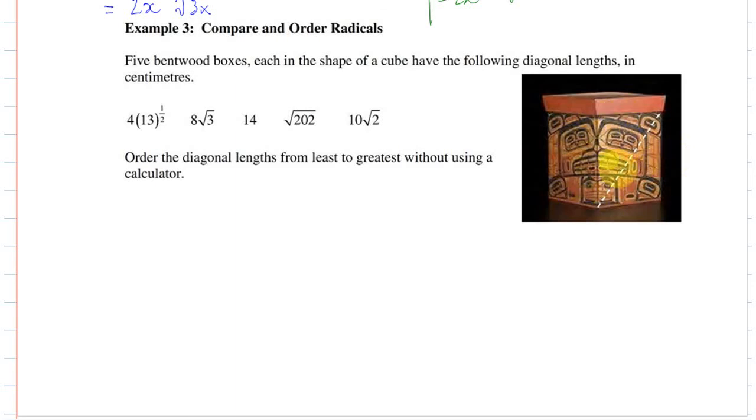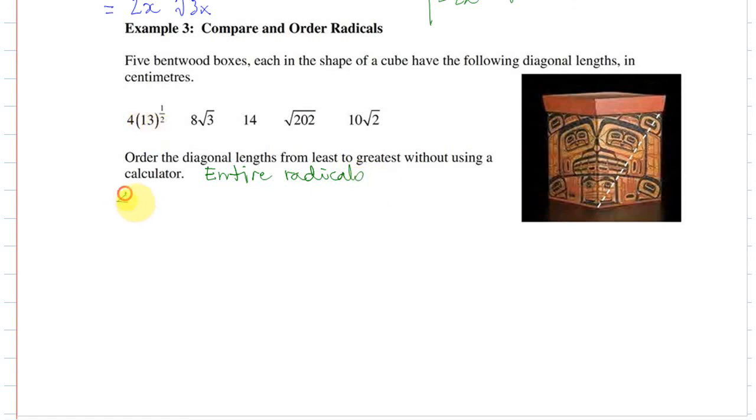What we're asked to do with these diagonals is to order them from least to greatest. That means from the smallest number to the biggest number. You are not to use your calculator. All that means is that you will not convert these numbers into decimals. What you want to do, the best way to compare them is to compare them as entire radicals. So you'll need to go back to what we did on example 1 if you want to review.